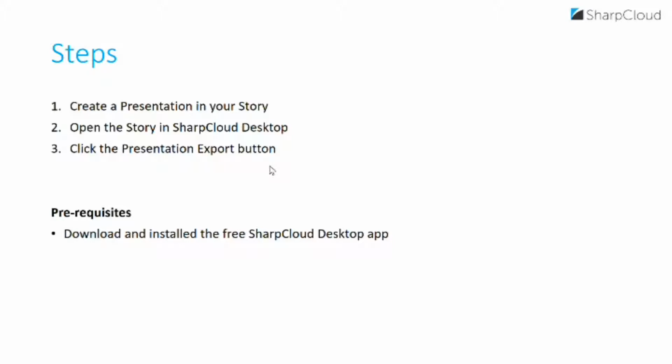And from there, you just click the presentation or the export presentation button, and that will take each of the views from your presentation and output them as a specific PNG or image into a slide in a PowerPoint presentation. So I'll show you that in just a sec, and then we'll just touch on the prerequisites before you can go through that process. And simply the prerequisite is that you've downloaded and installed the free SharpCloud desktop application.